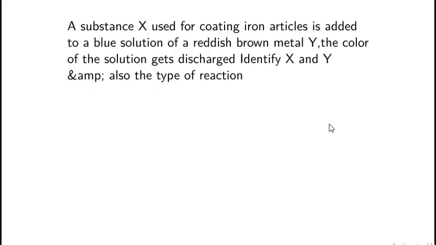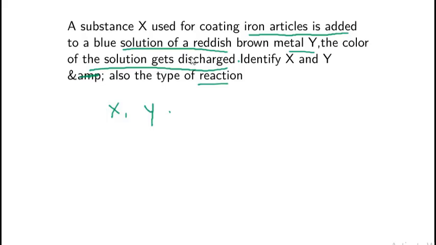So next question. A substance X used for coating iron articles is added to a blue solution of a reddish brown metal Y. The color of the solution gets discharged. Identify X and Y and also the type of reaction. So the question before and this question are the same, but here they ask about two substances X and Y, and X is used for coating iron articles.